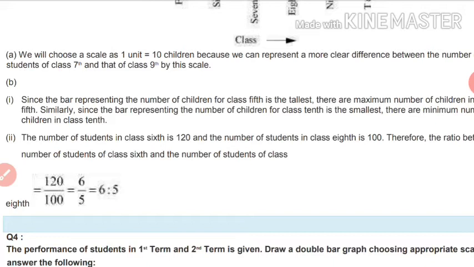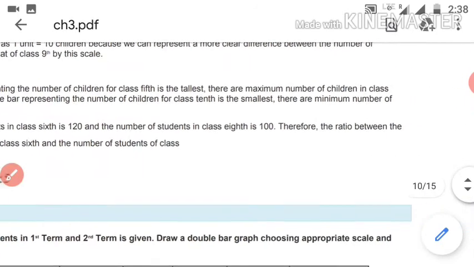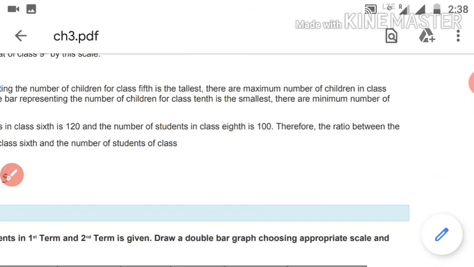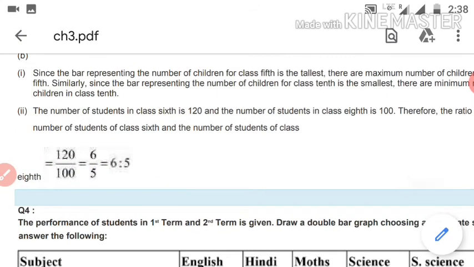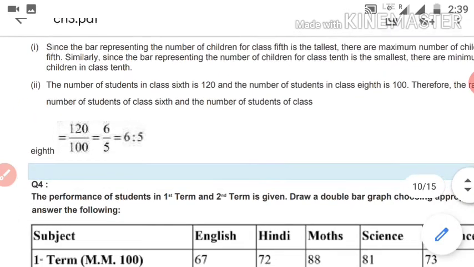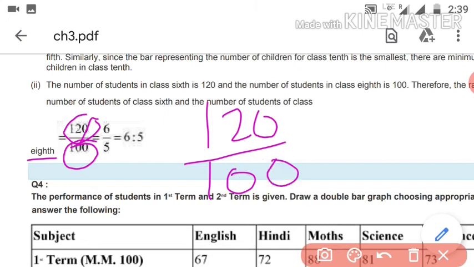Now second question, the number of students in class 6 is how much? 110, isn't it? How much? 110. And the number of students in class 8 is how much? 100. Therefore the ratio between the number of students of class 6 and the number of students of class 8 is equal to 120 is to 100.